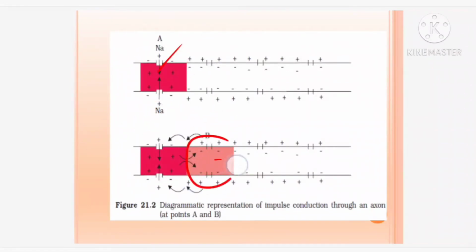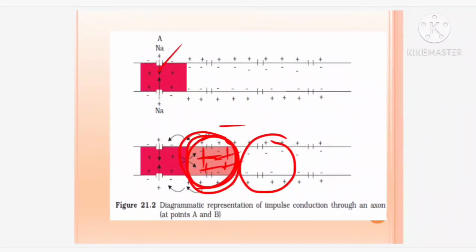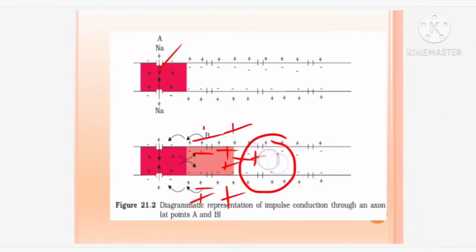Now this place, I told you, is acting as a stimulus for the next, so it is becoming positive inside and negative outside. Now the stimulus has to be passed to the nearby region. The region before will again come back to normal. They will become negative inside and positive outside. The region where the stimulus has passed will become positive inside and negative outside. Like that, slowly from one place to another, the conduction is taking place, right?